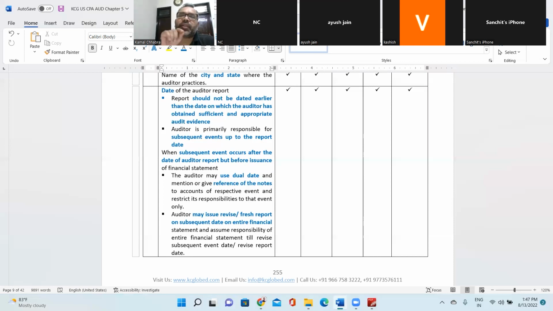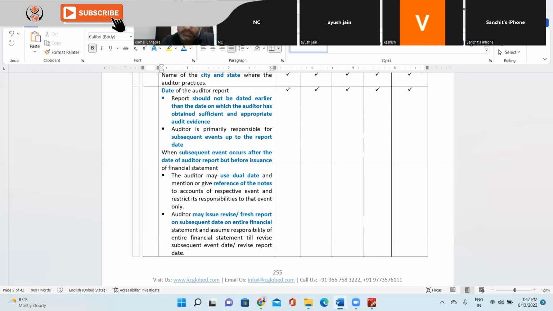So for that, there would be a separate notes to accounts in which payroll expenses will be there. Now you'll be issuing a fresh report, dated, let's say, 6th of March. In 2-3 days, you have tested the additional information, and then you'll be issuing a fresh report on 6th of March. In that report, you'll be giving the reference to the original report, and to the notes to accounts in which the changes have happened. And that is called a dual dated report.